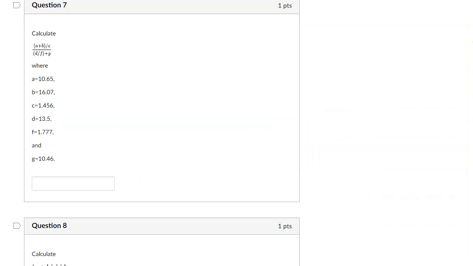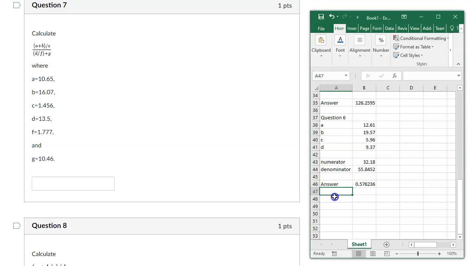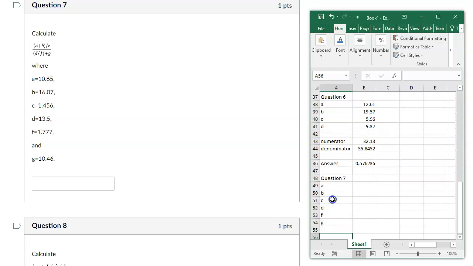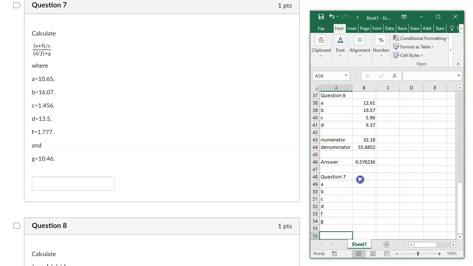Question 7. Again, we have inputs A, B, C, D, F, and G. You'll notice there's not an E because E is a reserved character, and it just causes havoc sometimes. All right, 10.65, 16.07, 1.456, 13.5, 1.777, and 10.46.